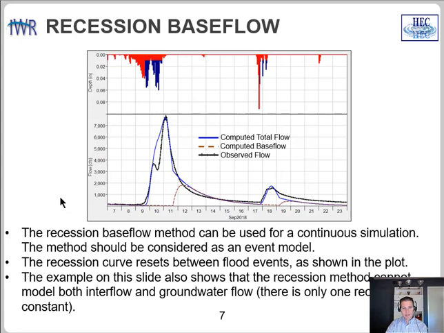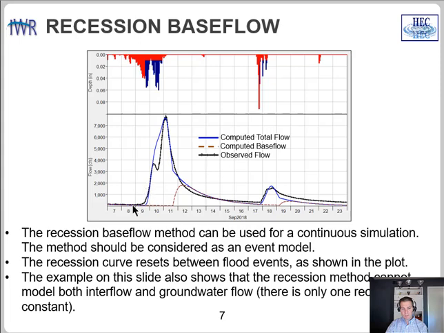And then on this slide, you can see the recession baseflow method can be used in a continuous simulation. So we have a plot from a subbasin element right here. We have our observed flow in the black line. The total computed flow is the blue line. And then the baseflow contribution is in the brown dashed line. Again, the baseflow is a subcomponent of the computed total flow.